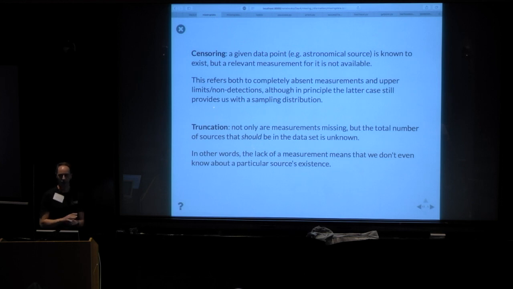So this comes up very naturally in surveys because you're scanning the sky, and if something isn't bright enough for you to see it as an object, you don't know that it's there, right? So if you're trying to infer something about a population, and you're systematically missing part of that population, you find yourself in trouble. That's truncation.